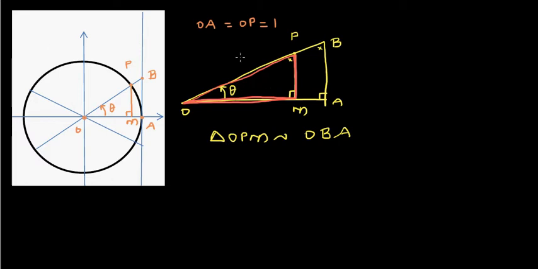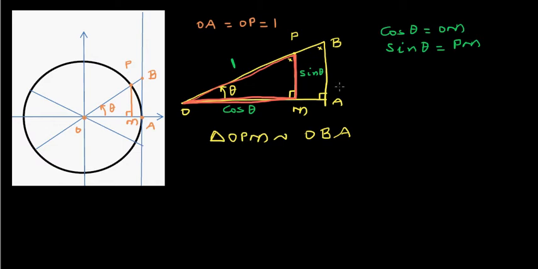OP is 1. So can I say cos theta is adjacent over hypotenuse, and hypotenuse is 1, so cos theta is OM. And sine theta is opposite over hypotenuse, again hypotenuse is 1, which is PM. So this side is cos theta, and this side is sine theta. Once that is decided, if two triangles are similar, the sides are proportional.